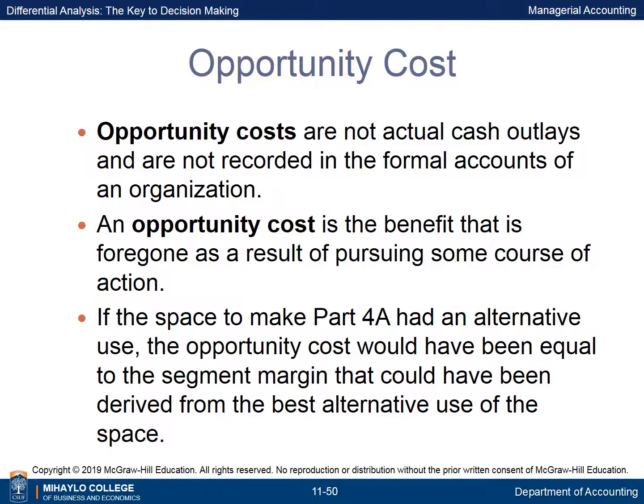Opportunity costs are not actual cash outlays and are not recorded in the formal accounts of an organization. An opportunity cost is the benefit that is foregone as a result of pursuing some course of action. If the space to make Part 4A had an alternative use, the opportunity cost would have been equal to the segment margin that could have been derived from the best alternative use of the space.